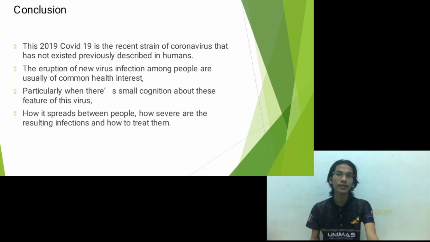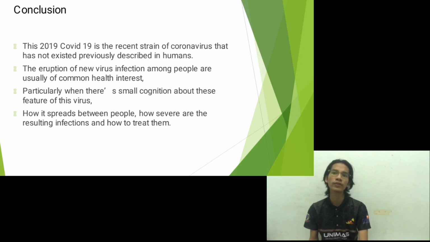In conclusion, this 2019 COVID-19 is a recent strain of coronavirus that has not been previously described in humans. The eruption of a new virus infection among people is usually of common health interest, particularly when there is little knowledge about the features of this virus, how it spreads between people, how severe the resulting infection is, and how to treat it.